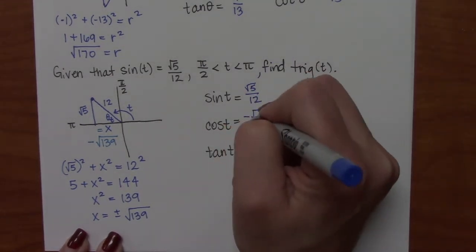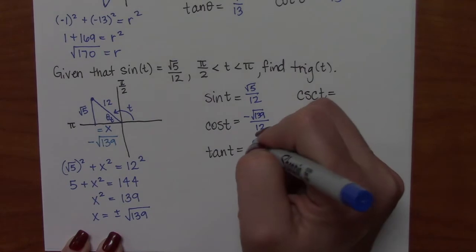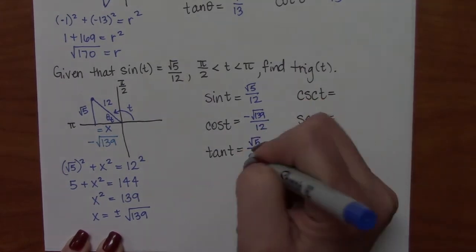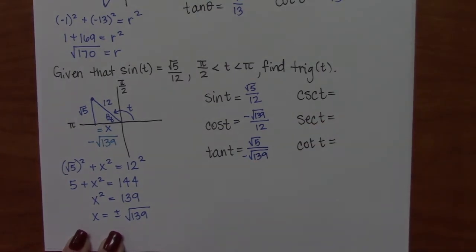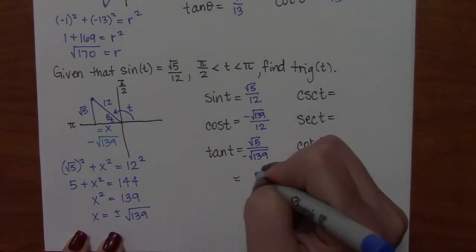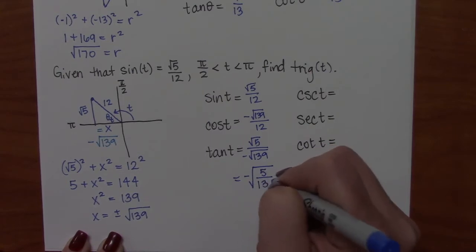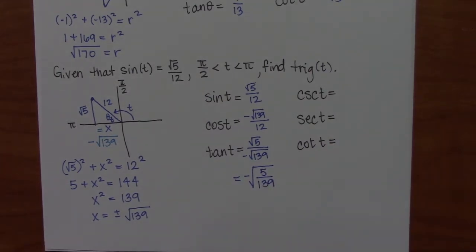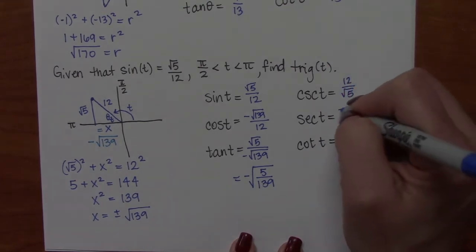Cosine is going to be negative square root of 139 over the hypotenuse. And tangent is going to be the square root of 5 over the negative square root of 139. So that's a perfectly acceptable answer, but sometimes, since we have a radical over a radical, an equivalent answer would be to just combine the whole fraction under one single radical. If you're typing, it might be a little more cumbersome to put a radical over a radical than it would be to just put the fraction and take the square root of the whole fraction. Right? So then the rest of these are reciprocal identities. So we just flip.